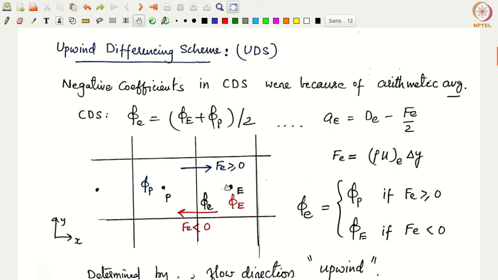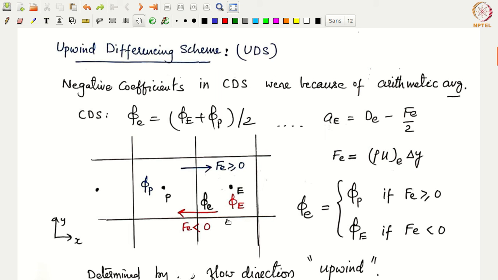The up direction for this would be this one, right? Because this would be the downside, this would be the upside, from where the upstream, from where the flow is coming. So this would be the upstream for a flow like this, and if the flow is going in the negative x direction, this would be the upside. So by definition the phase value is approximated using the cell-centroid value in the upstream direction, the upwind direction. That means phi little e equals phi capital P if Fe is greater than or equal to 0, otherwise it will be equal to phi capital E. So either phi capital P or phi capital E, purely determined by the flow direction or the upwind direction.